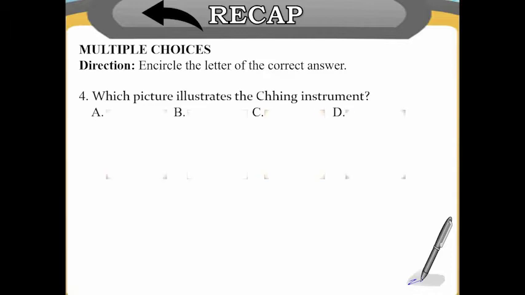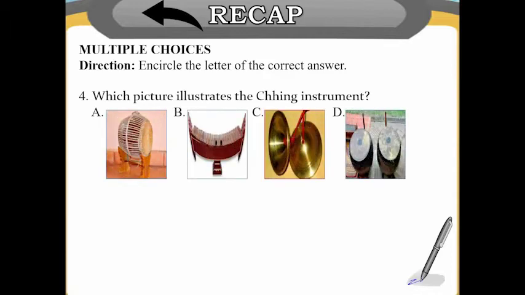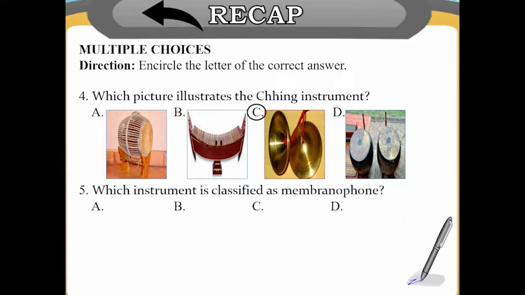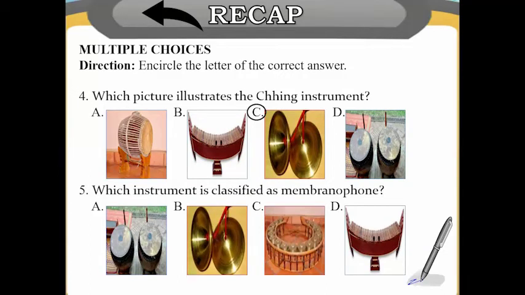Number 4. What picture illustrates the ching instrument? If your answer in number 4 is letter C, you're correct. Number 5. Which instrument is classified as membranophone? And in number 5, the correct answer is letter A.